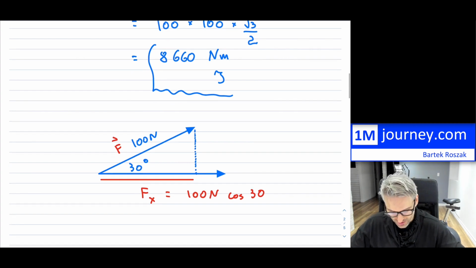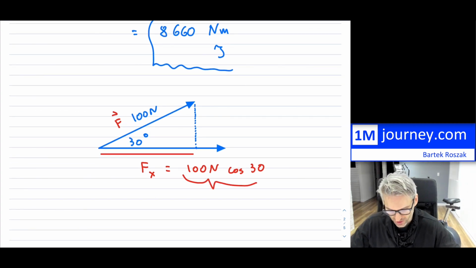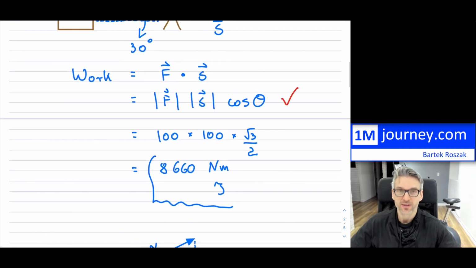And of course, if you would do this, the actual result, so this would have been the Fx in the direction of that movement, which is just 100 cos 30, and it would come up with exactly this. Of course, it's the magnitude of one multiplied by the magnitude of the other and multiplied by the cos of the angle in between them.